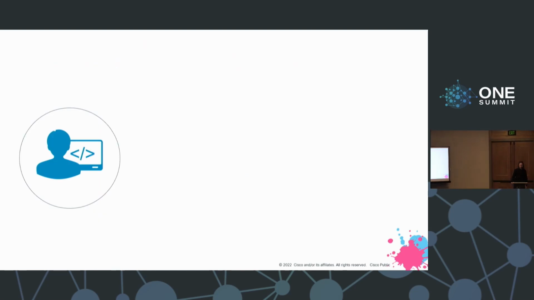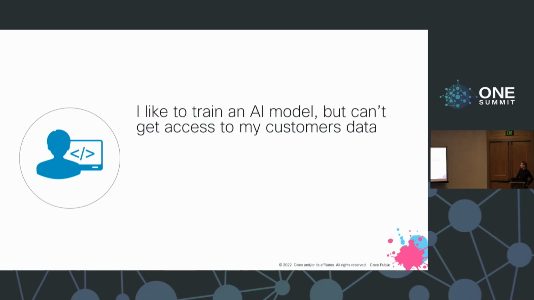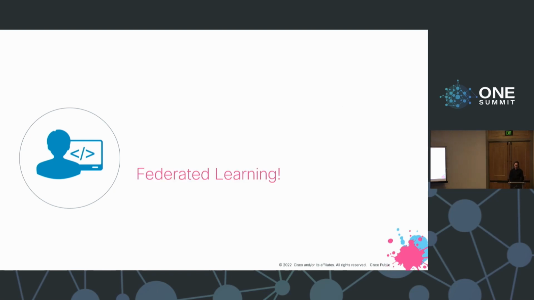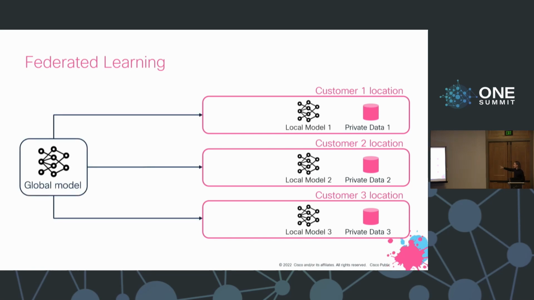So that's quite interesting. Final thing, model training also fits the edge native principles really well. If I need to train an AI model but can't get access to the customer's data, so I want to train in the cloud but I don't have access to the data, what do I do? You do federated learning. So you learn at the edge. What does that mean? You have a global model. You distribute the model to the local edges. These models are trained with the private data that you have.